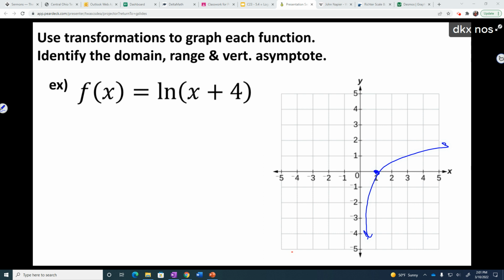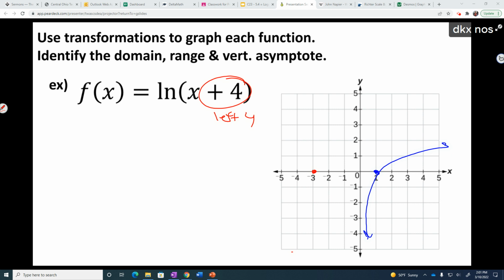We just got one transformation. What does that plus 4 do? It's inside, so that means left and right. This tells us to go left 4. Good. So we're going to take our dot, move it left 4 spaces.